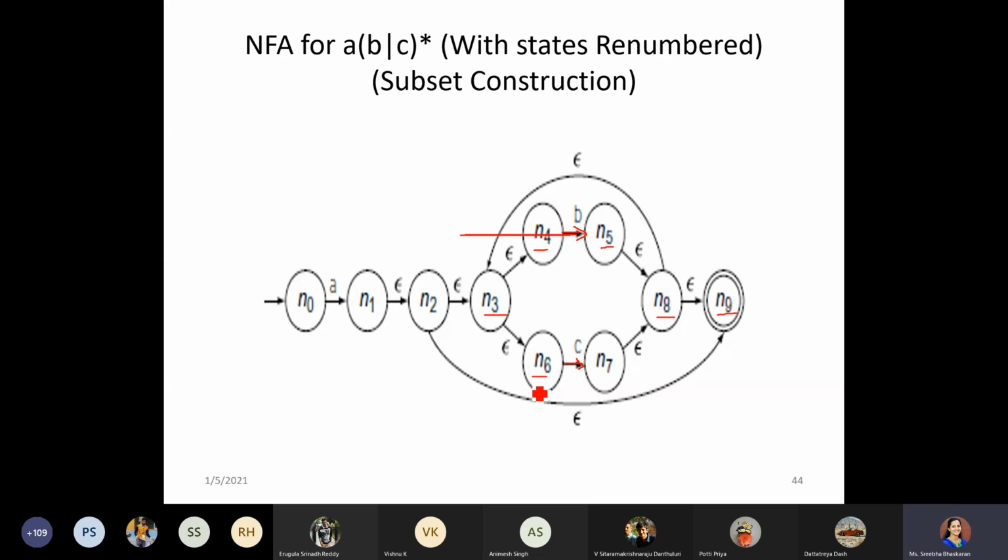Similarly, for D2, that is N5, N8, N9, do we have a transition with respect to C? Yes, we have a transition with respect to C here, which would give us N7, N8, N9, and again it will come here to N3, N4, N6.